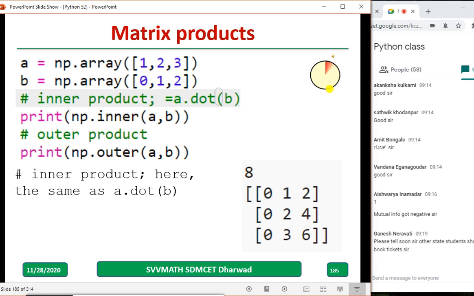Please tell soon, sir. Other state students should book tickets, sir. Ganesh, I can understand, but it's not in my hand. Otherwise, I would have told earlier.